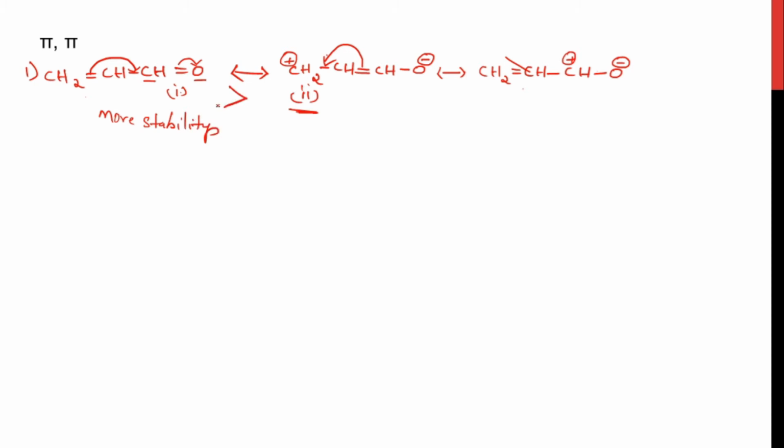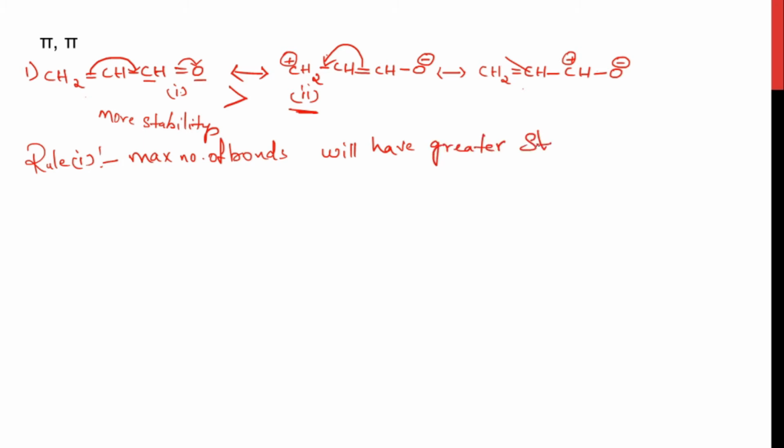Resonating structure 1 is more stable than resonating structure 2. Okay. So rule number 1 is, for stability, the maximum number of bonds will have greater stability. When a molecule is following the octet rule, then it will obviously form the maximum number of bonds. So following the octet rule with the maximum number of bonds is the primary rule for stability. Whenever a resonating structure is forming the maximum number of bonds, that will gain the greater stability, and the remaining resonating structures would have lesser stability. Okay. So remember rule number 1.